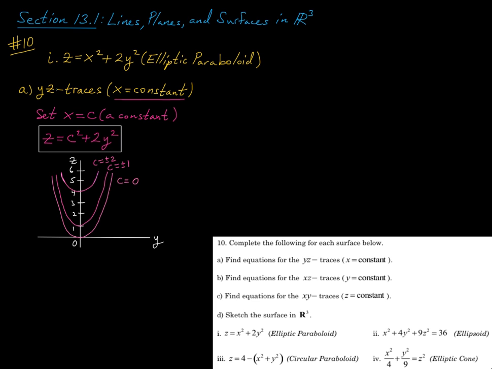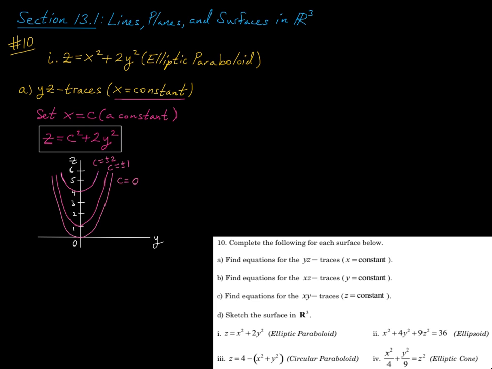So what we're calling the yz traces of the surface are a bunch of parabolas. This c squared term is acting as a vertical shift, where you can think of the scenario where c is 0, that's the z equals 2y squared parabola. That's like our base parabola.